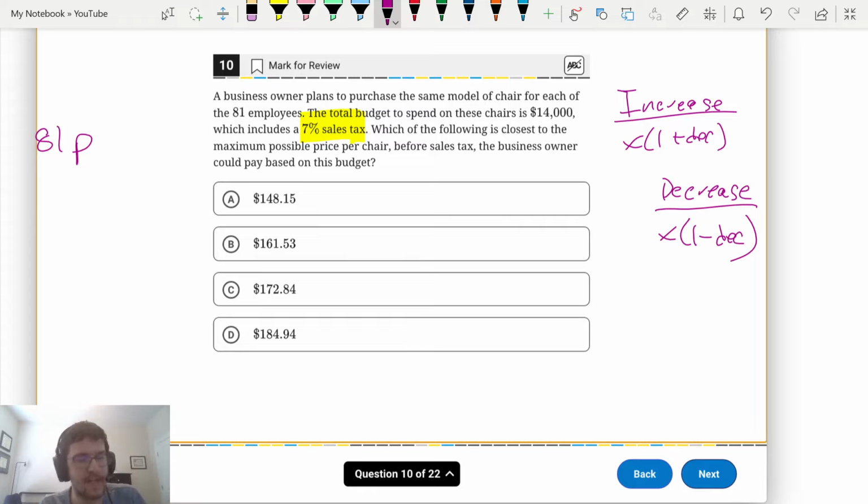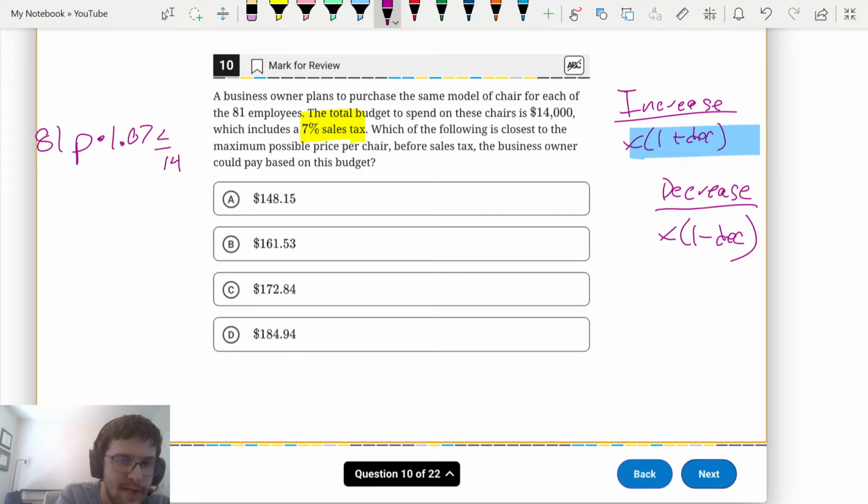So 7% as a decimal, just like we did before, we do 7 divided by 100 on our calculator, and we get 0.07. We just talked about how this is an increase, so we're going to do 1 plus the decimal. 1 plus 0.07 gives 1.07. So we're going to multiply this by 1.07. And it says the total budget after tax is 14,000, so this has to be less than or equal to 14,000.